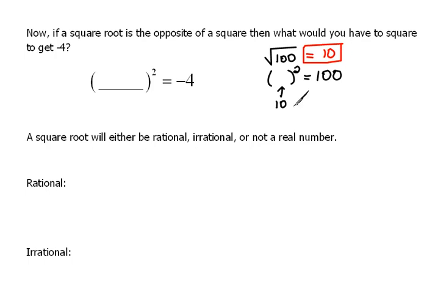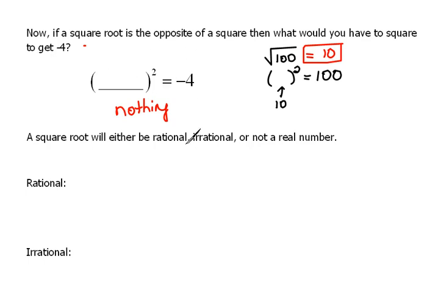If we use that same exact idea, what number would we have to square to get a negative 4? Is there any number that you can square and ever get a negative 4? There's not. Because no matter what the sign of the number, if you square it, you multiply it by itself, then you're multiplying two numbers of the same sign. So that answer will always be positive. This will never ever happen.